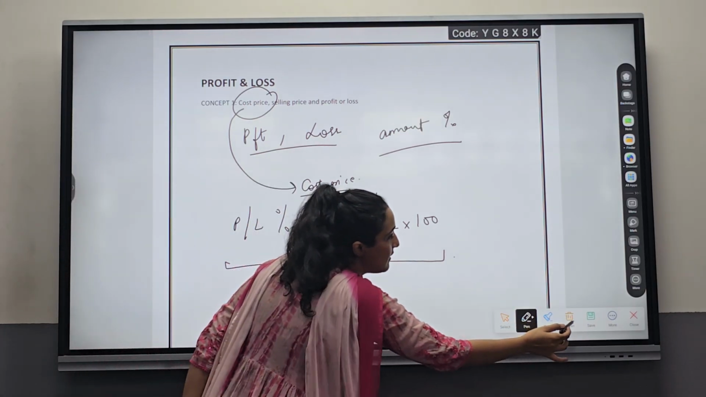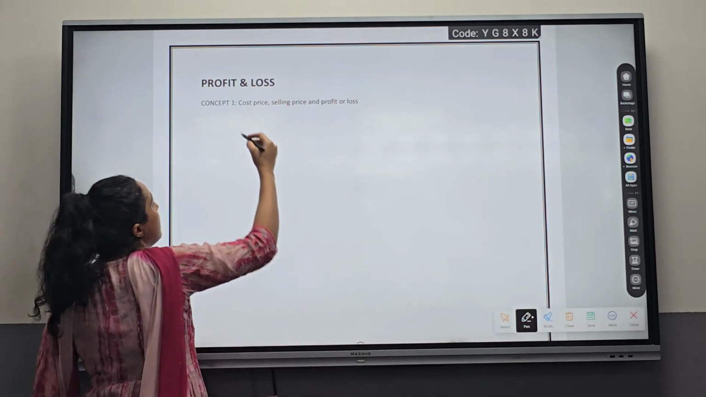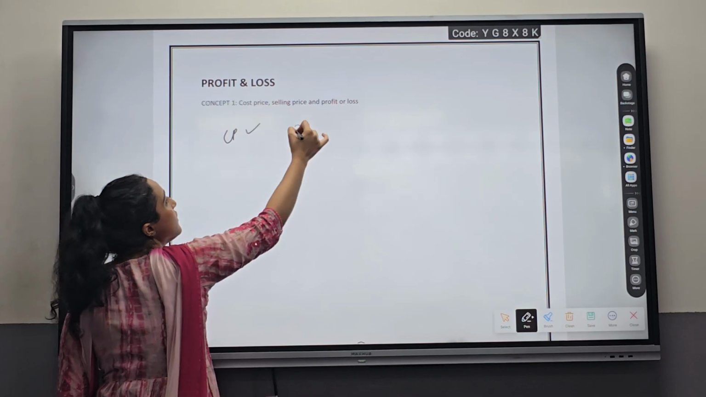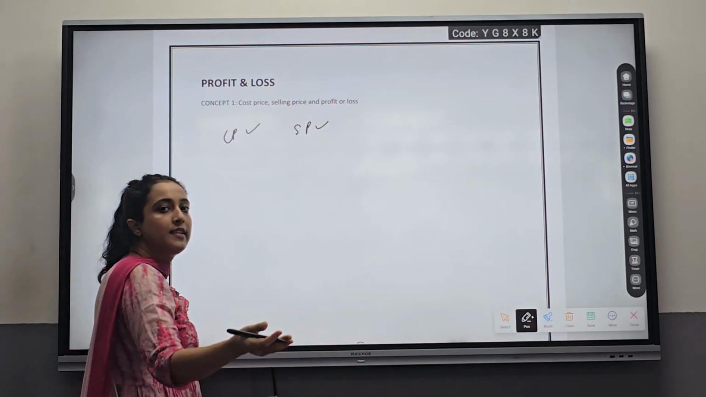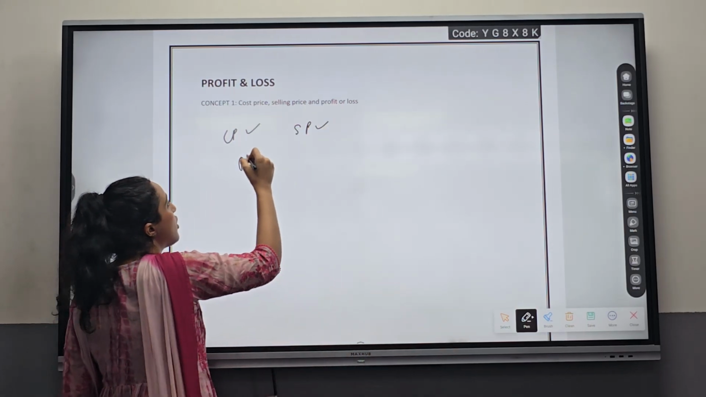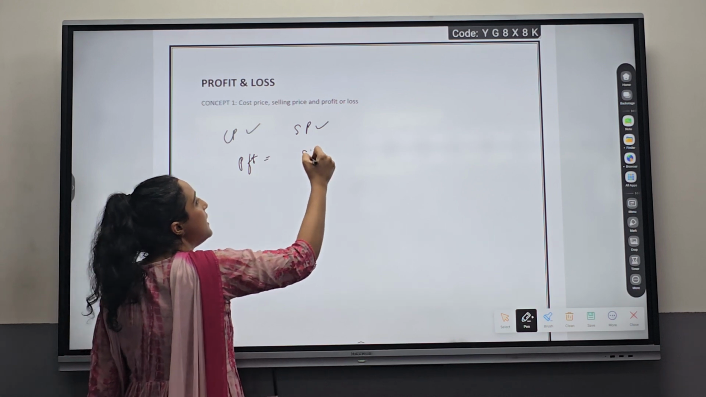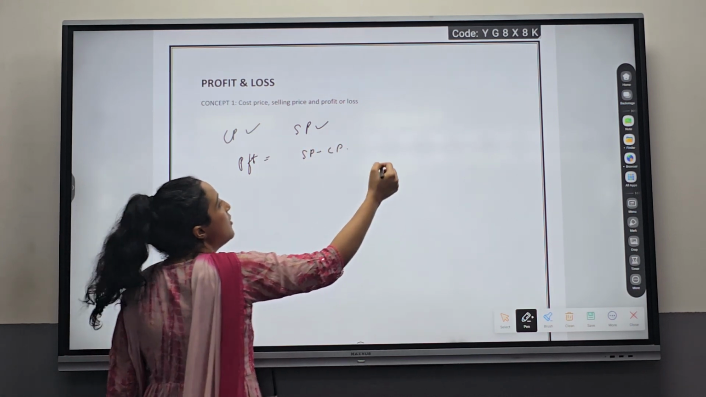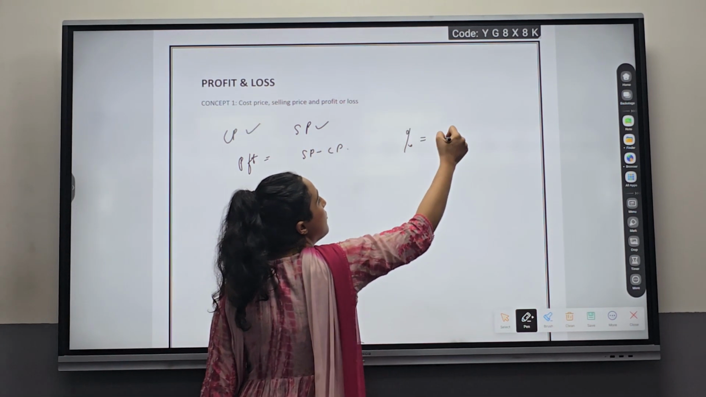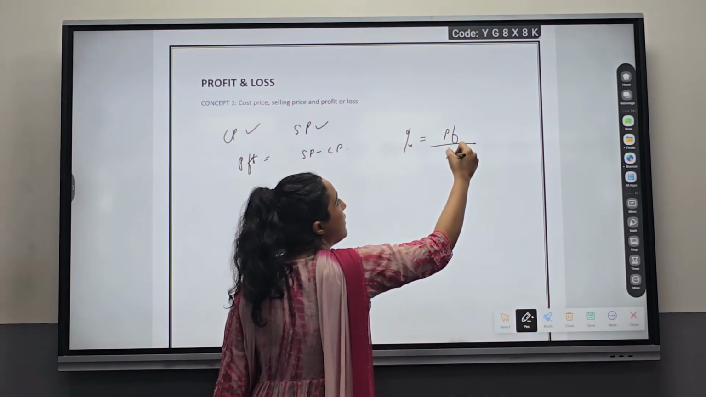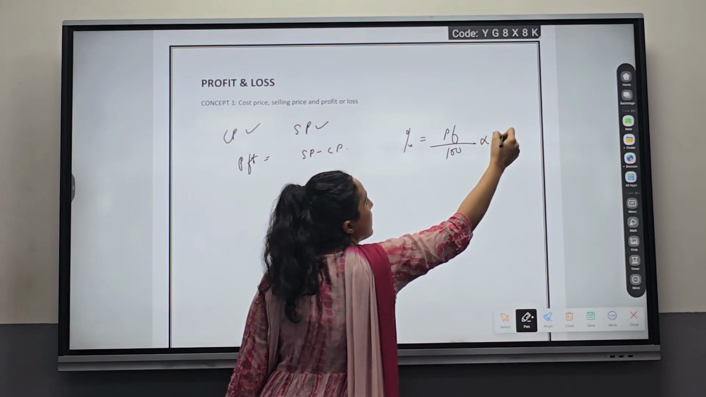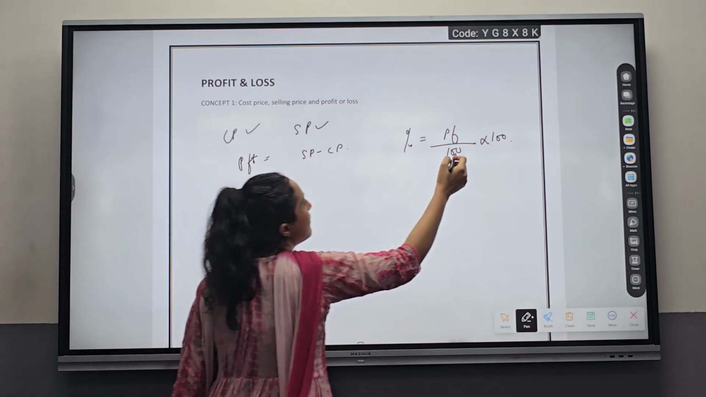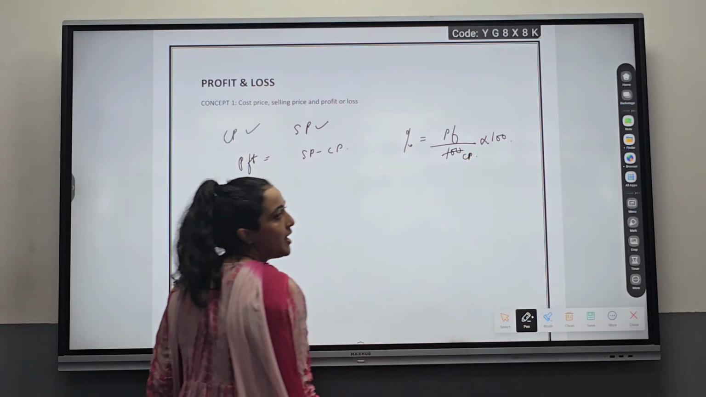So again, let's see what all we have done till now. We know cost price, we know selling price is the amount in which we sell the item. We know what is profit. Profit is selling price minus cost price. Profit percentage is profit divided by cost price, multiplied by 100.